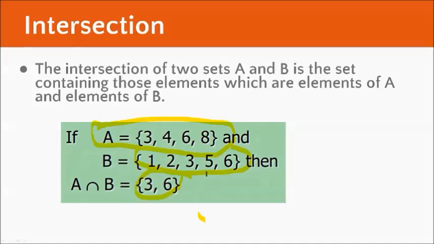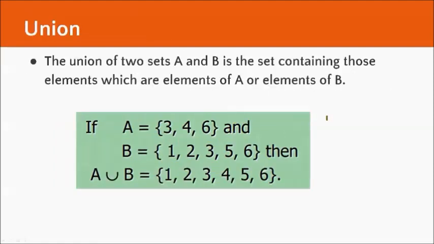Let's check the other set, which is set B. Is 1 present in set A? No. Is 2 present in set A? No. Okay, 3? Yes. What about 5? Is 5 present in A? No. So again, the right answer is 3 and 6. That is the intersection of the elements.